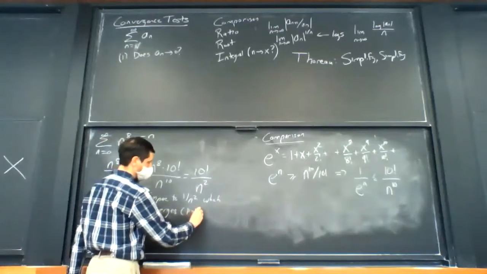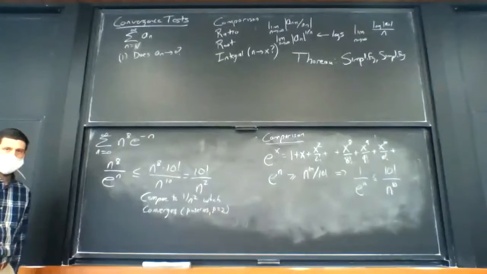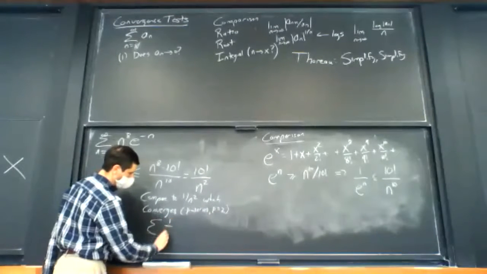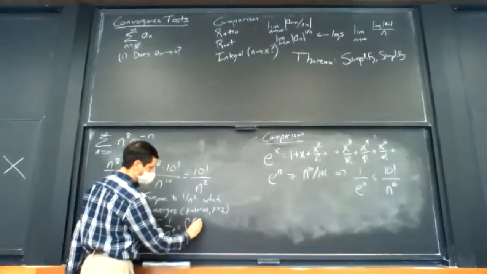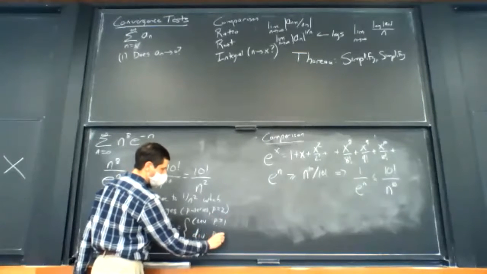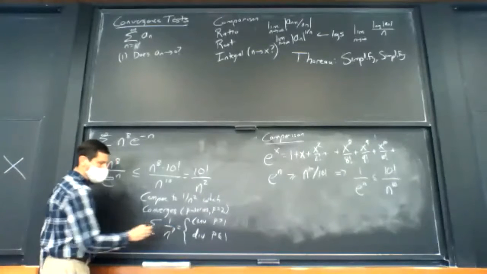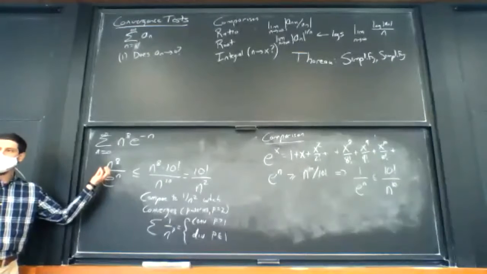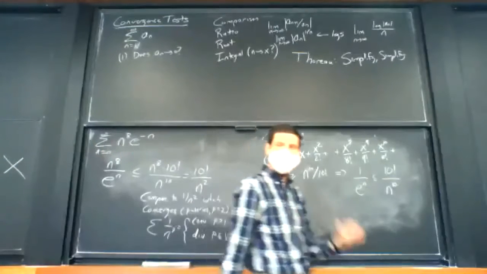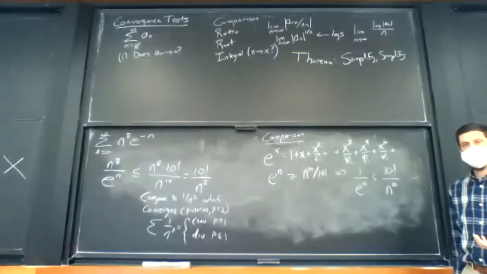So it's a p series, p equals 2. So we know the sum of 1 over n to the p converges if p is greater than 1 and diverges if p is less than or equal to 1. So I am just doing a comparison test. And so I know n to the 8 over e to the n is less than or equal to 10 factorial over n squared. So I can just compare it to a multiple of 1 over n squared. And this will give me convergence.